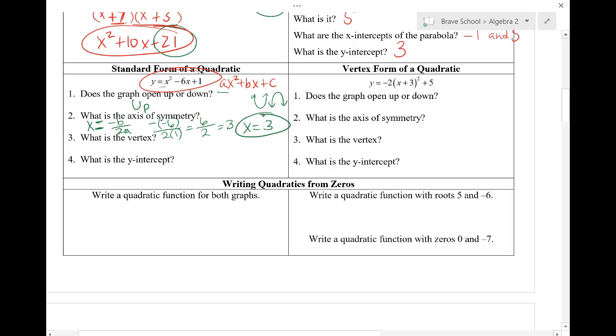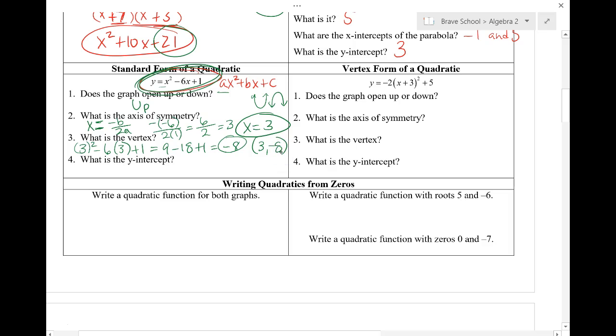Okay. Now, what's the vertex? Well, we have the x value of the vertex, because that's just the x value we just found. So now we need to find the y value. You do that simply by plugging that number back into your original equation. So 3 squared minus 6 times 3 plus 1. All I'm doing right now is plugging the x into the equation. That's 9 minus 18 plus 1. 9 minus 18 is -9, plus 1 is -8. So there's our y value. So the vertex is going to be (3, -8).